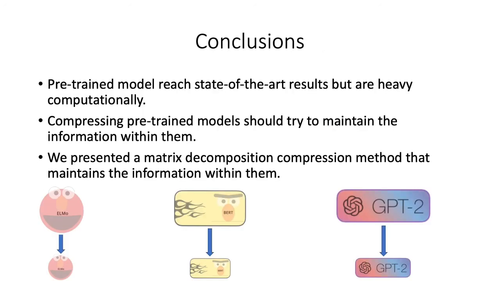So to conclude, pre-trained language models contain important linguistic information and reach state-of-the-art results because of that. When compressing them, we should try to maintain the information within them. Here we presented a matrix decomposition compression approach, which maintains the information within them. It can easily control the compression accuracy trade-off. It only requires the same training data, the same iterations as fine-tuning, and it reaches less than 0.5% accuracy loss on most tasks.